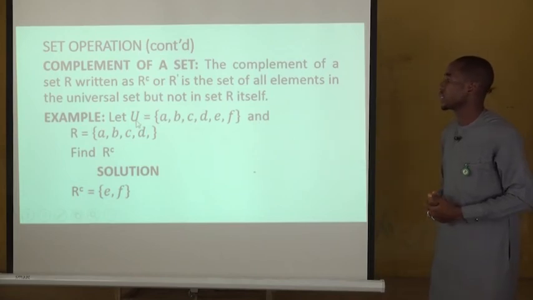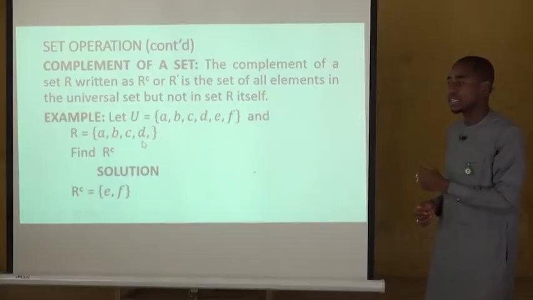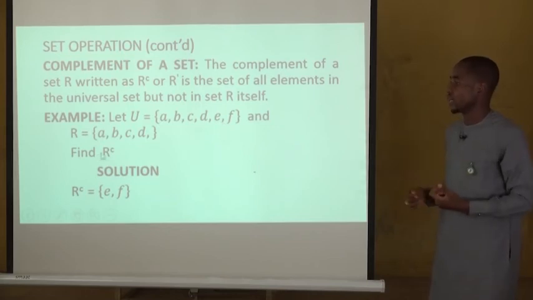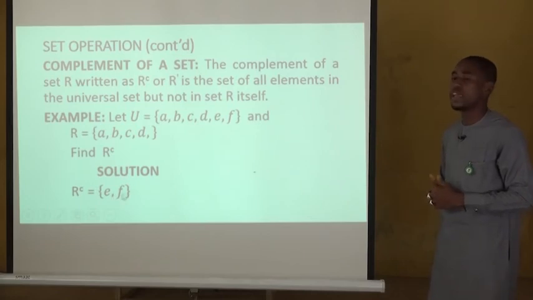Therefore, the universal set is a set of A, B, C, D, E, and F. And R is a set of elements A, B, C, and D. Upon careful observation, you will see that E and F are in the universal set, but they are not in set R. So therefore, the complement of R is a set of elements E and F.